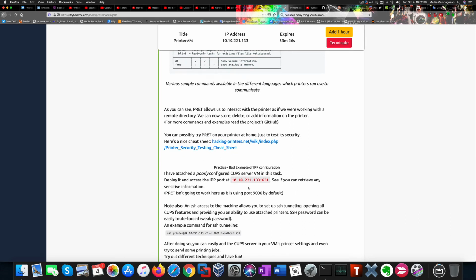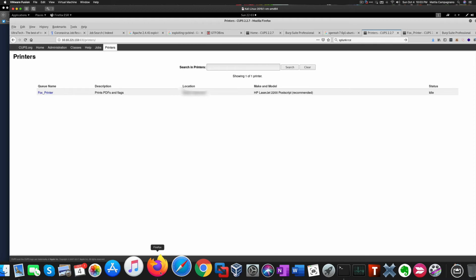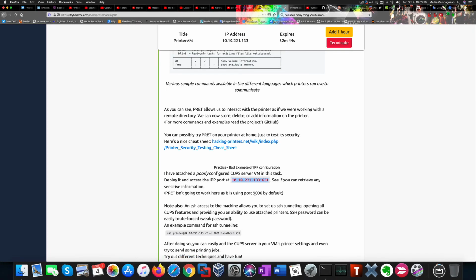The most important thing is that this virtual machine has a CUPS server, which is a printing server running on port 631, and we can interact with that. Now, if we access that, you see a printers tab, and you notice we have only one printer called Fax Printer that prints PDFs and flags. So we need to focus on this printer in the Fowler app to solve this machine.